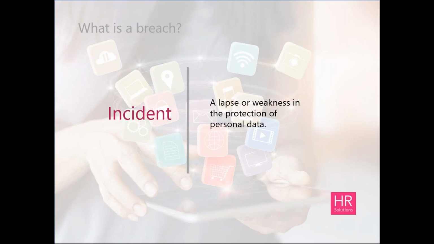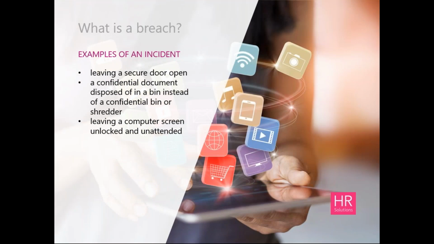An example of an incident could be something like leaving a secure door open, but otherwise, as a result of that door being left open, personal data was not breached in a way which was likely to result in a detriment to the subject. So for example, you might have a security door which is deliberately made heavy, so it always closes behind itself and needs a key to get into it.